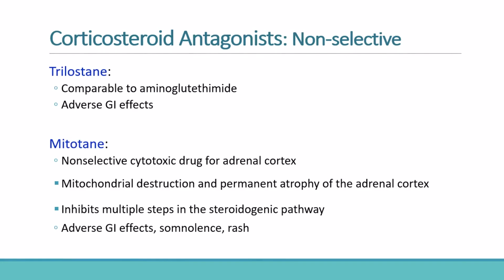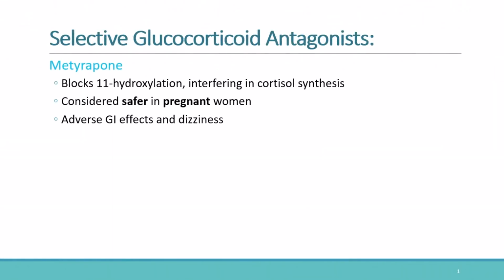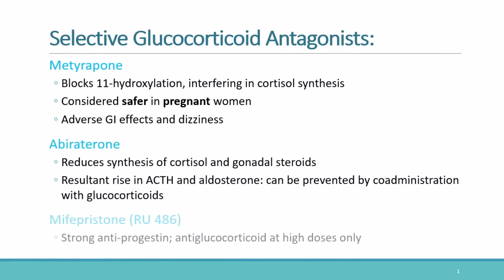The adrenocorticolytic drug mitotane destroys adrenal cortical mitochondria and causes permanent adrenal atrophy. It is especially useful in adrenal cortical cancer. Metyrapone blocks 11-beta-hydroxylation and reduces cortisol synthesis. Abiraterone suppresses androgen and cortisol synthesis and is important in prostate cancer therapy. Mifepristone is primarily an antiprogestin, but at higher doses it also antagonizes glucocorticoid receptors.